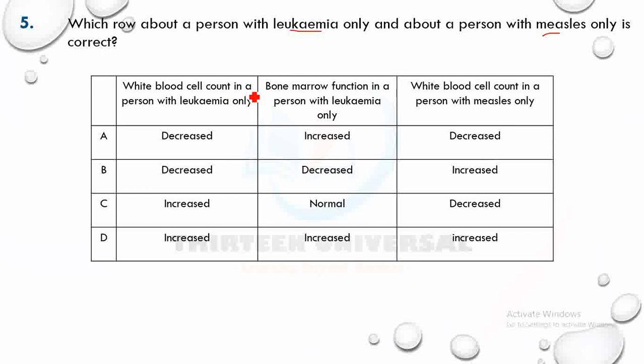White blood cell count in a person with leukemia only: leukemia is cancer of the white blood cells, so the white blood cells will increase. So C and D work. Bone marrow function in a person with leukemia only will increase too, because there is an increase in white blood cells, so the stem cells in the bone marrow will be very busy trying to make more of them. White blood cell count in a person with measles: yes, it will go up. Measles is caused by a virus, so white blood cells like T killer cells will go up. So D is the answer to this question.